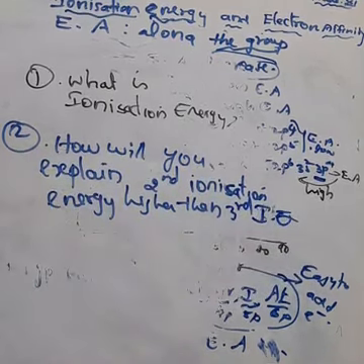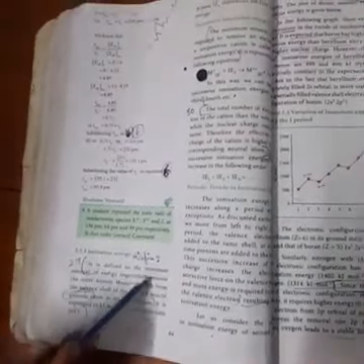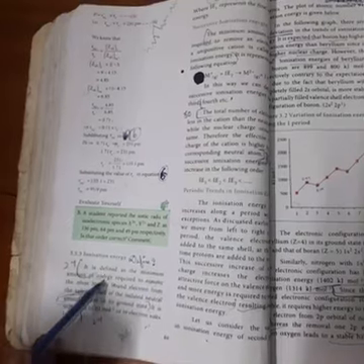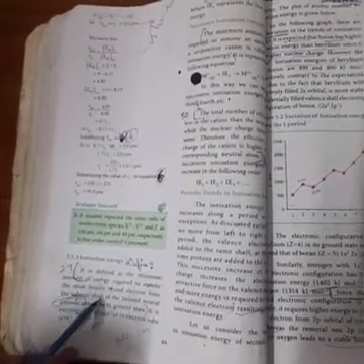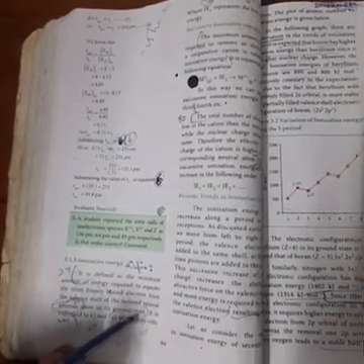If you have a book, take your book now. Students, take your book now. Page number 84, ionization energy. In the last paragraph, it is defined as the minimum amount of energy required to remove the most loosely bound electron from the valence shell of the isolated neutral gaseous atom in its ground state. Up to here you mark.